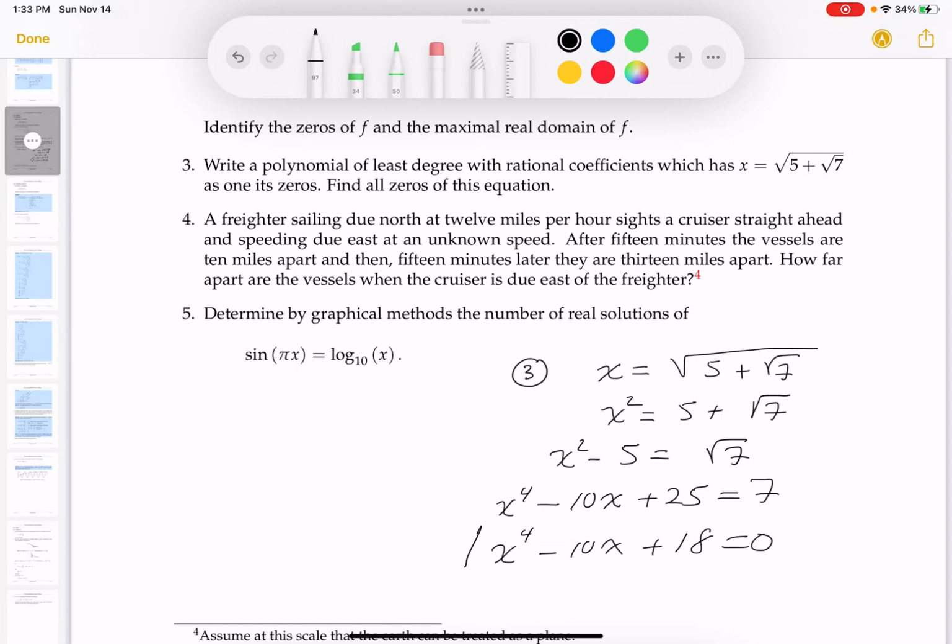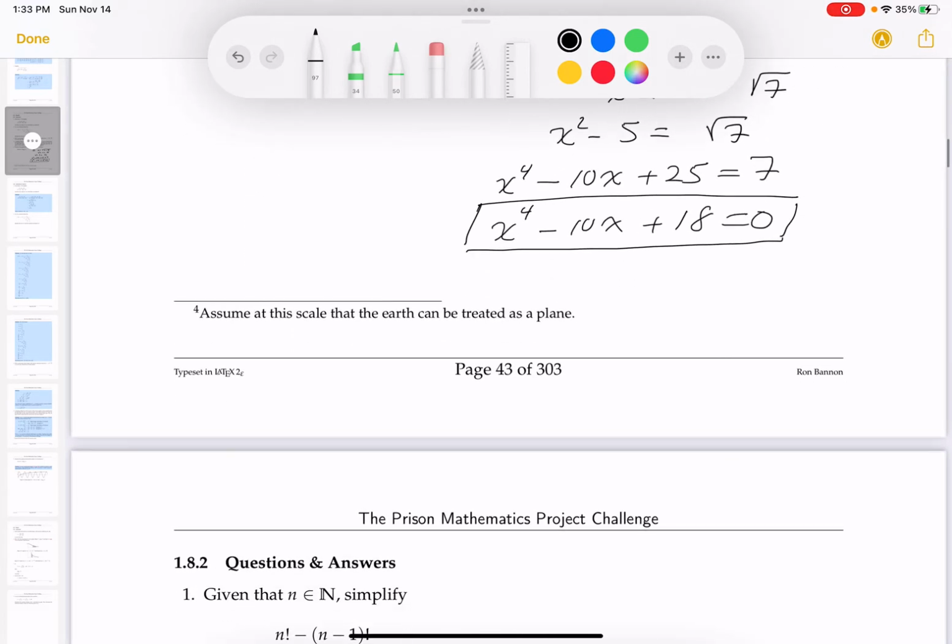Let me make sure I've answered the question. Write a polynomial of least degree with rational coefficients. I've done that, which has a root. Oh, I didn't see that one, but they said find all the roots now. All right, let's go to town. Let's find all the roots. That might be tough though. Fourth degree polynomial, but I do know one of its roots.